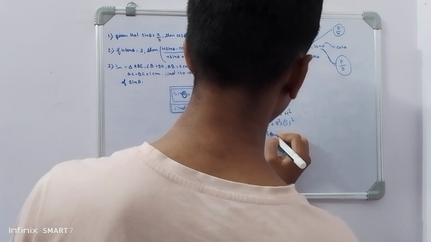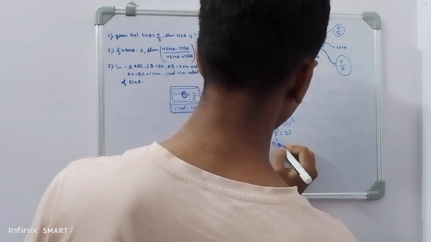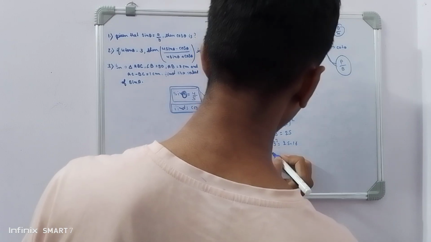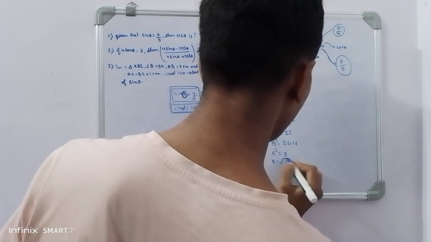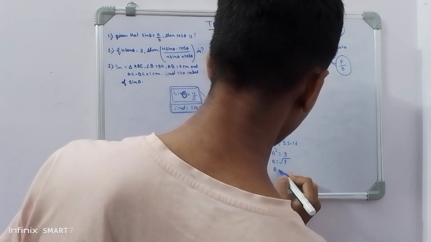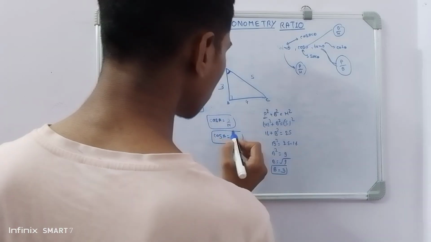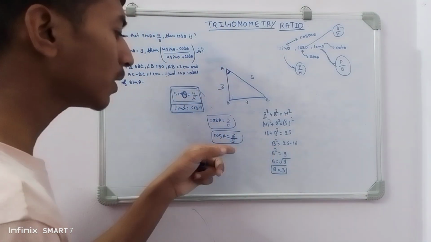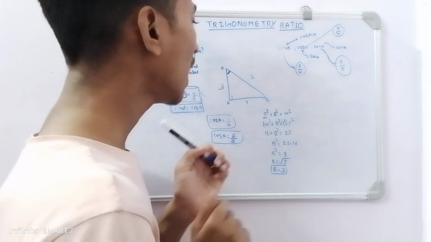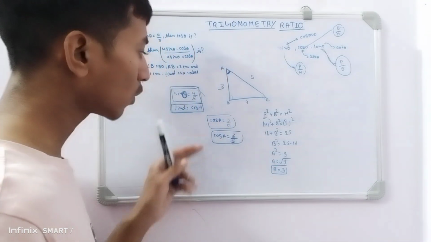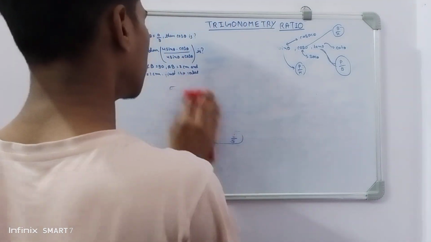So 4 square is 16, base square is b square, and the square of 5 is 25. So b square is 25 minus 16, that means b square is 9, then b is root of 9, so b is 3. As we get to know that b is 3, now put the 3 here, so the cos of A we get is 3 by 5. I think you understand the meaning of this and how to find it. Now practice more over the same concept so that you can understand it more clearly.